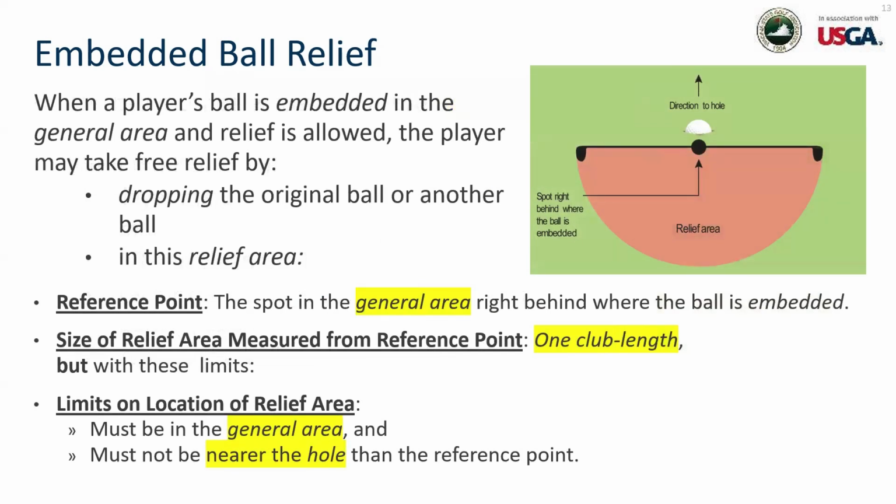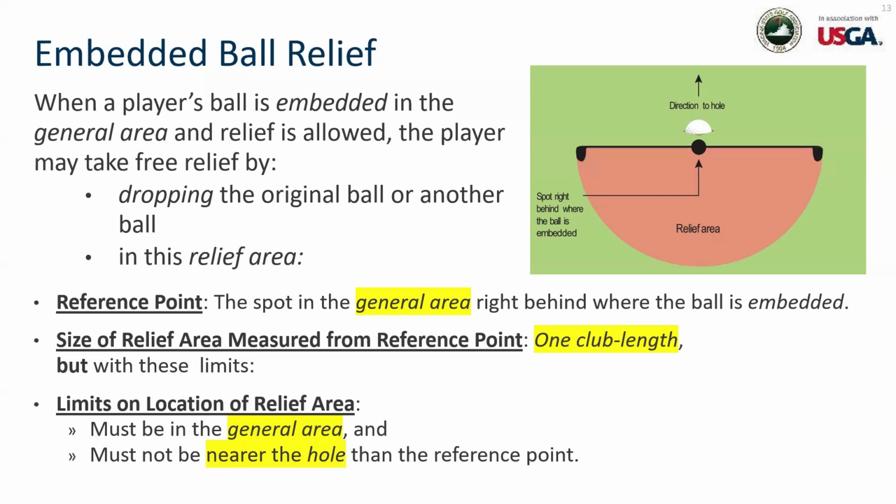Embedded ball relief. Our relief option here looks a little bit similar to what we were just talking about with abnormal course conditions, with one main difference. And the main difference here is that reference point. We aren't talking about nearest point of complete relief because we're talking about embedded ball. So the reference point for embedded ball is just the spot in the general area that's right behind where the ball is embedded. So in that image, that ball is clearly embedded. It's broken the surface of the ground. Let's assume it's in the fairway. So that spot right behind it is our starting point.